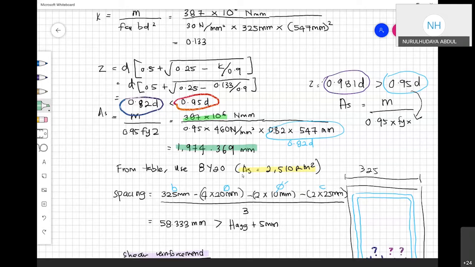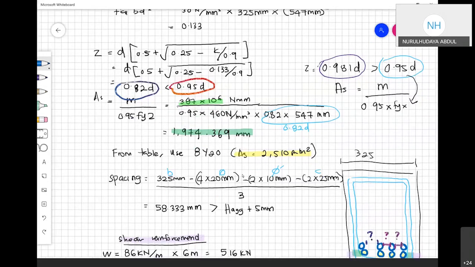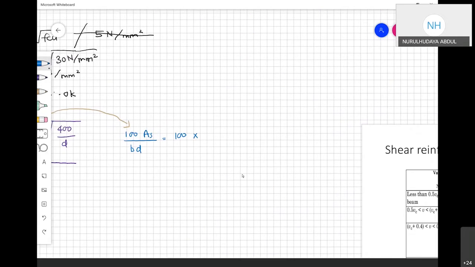2510 is AS provided. AS required is 1974. Required is that much, but we provide this much. So which AS will we use? We will use AS provided, which is 2510. Put it inside your formula here: 2510 mm square. Then you divide by BD.